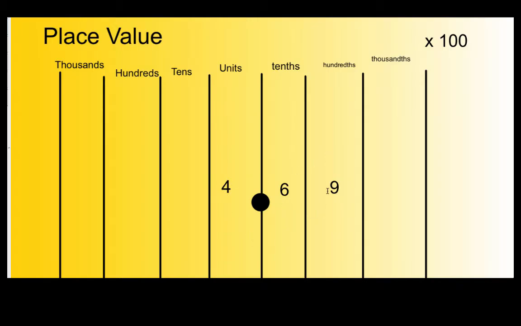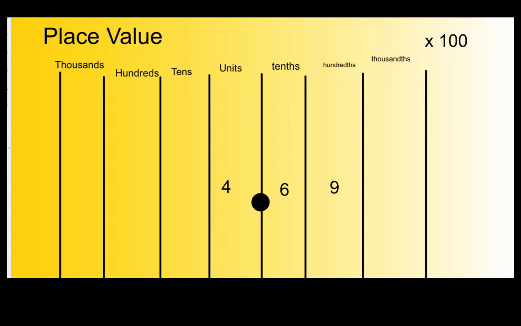Here's a new number, 4.69. I want you to do this in your books because you're going to be showing the teacher. Times that by 100, and that means, of course, you're going to be moving it up 2 places in the place value chart because it's got the 2 zeros. So you do that all by yourself. Pause me and then do that in your book.